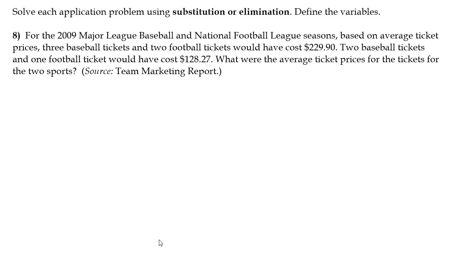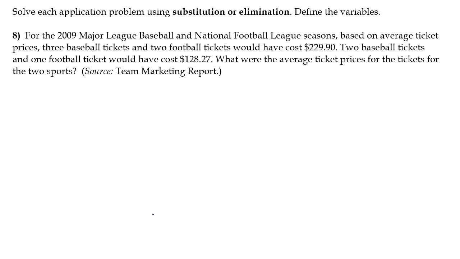In this video, we're going to look at an application of systems of equations. For the 2009 Major League Baseball and National Football League seasons, based on average ticket prices, 3 baseball tickets and 2 football tickets would have cost $229.90. 2 baseball tickets and 1 football ticket would have cost $128.27. What were the average ticket prices for the tickets for the 2 sports?